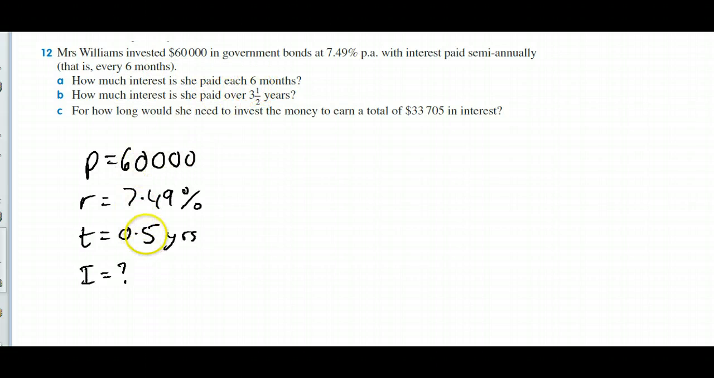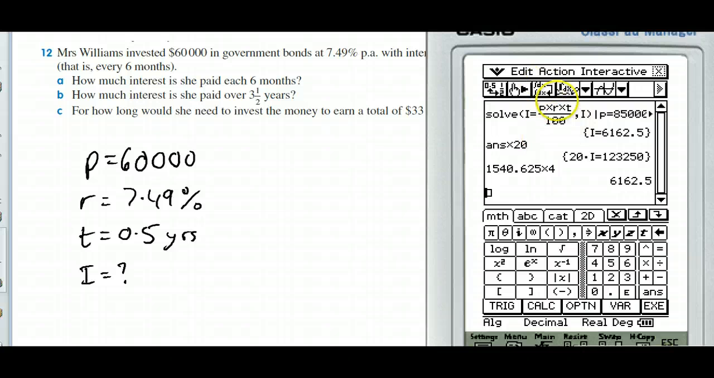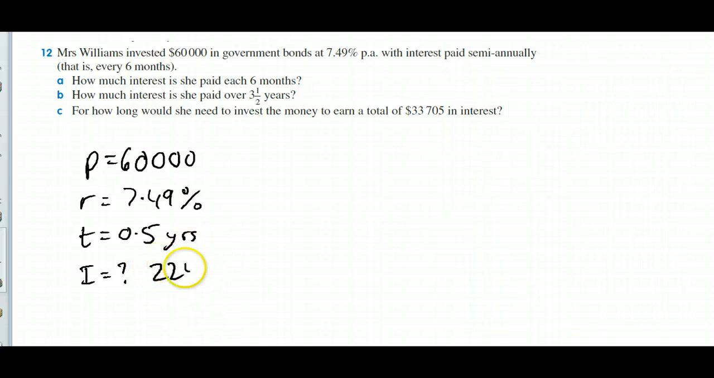Okay, let's put those figures into the calculator. So I is still the focus of our equation. Let's change that to 60,000, change R to 7.49 and change T to 0.5. When we do that, we get I equals 2247. So that's how much you would earn in 6 months.